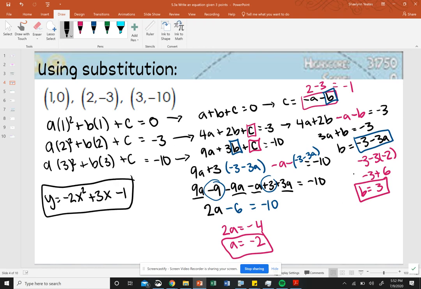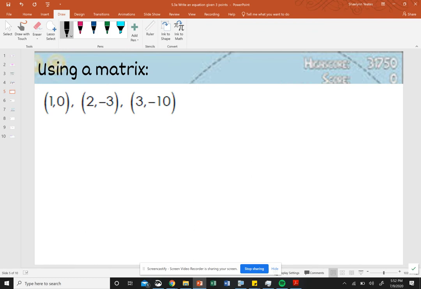Okay, here's my final answer. How are you feeling about that? I'm not feeling great. That was really long. All right, so let's see what happens if I use a matrix instead.